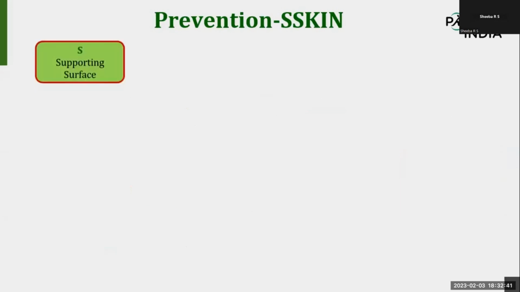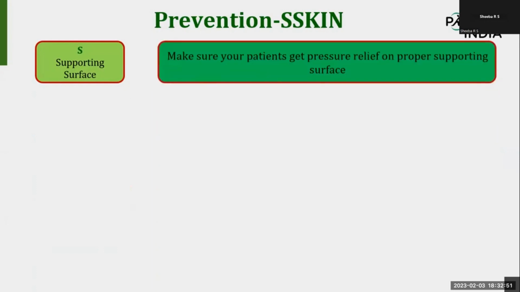Also, double SKIN. Whenever you see a bed-bound patient, you have to keep it in mind. Double SKIN. The first S is supporting surface. Make sure your patient is getting proper supporting surface, like air mattress or water mattress or air cushions, pillows, whatever it is. You have to think about that. The first S is supporting surface.